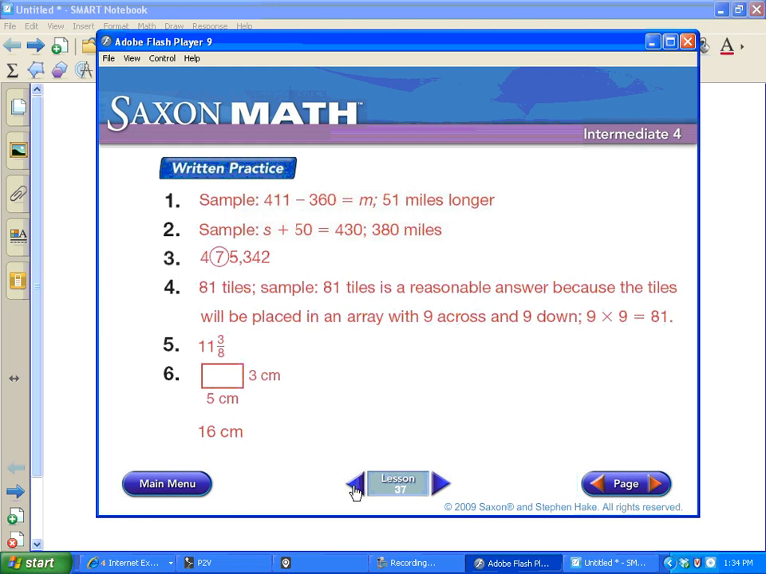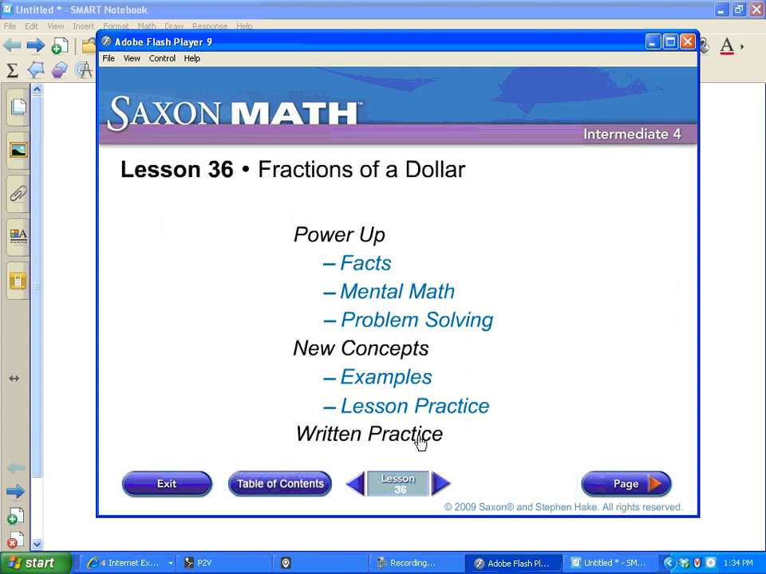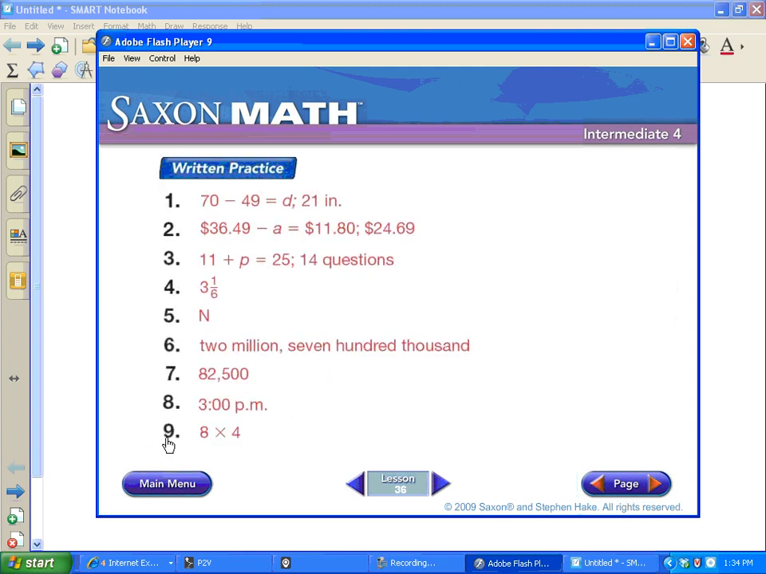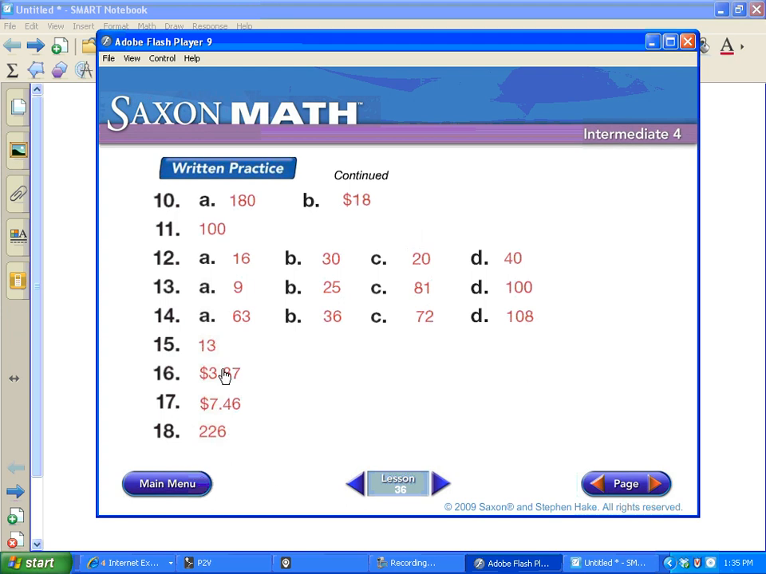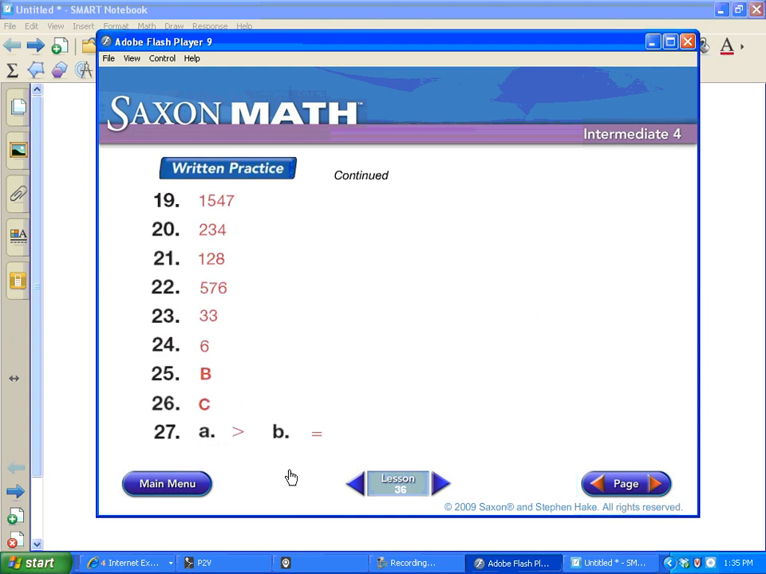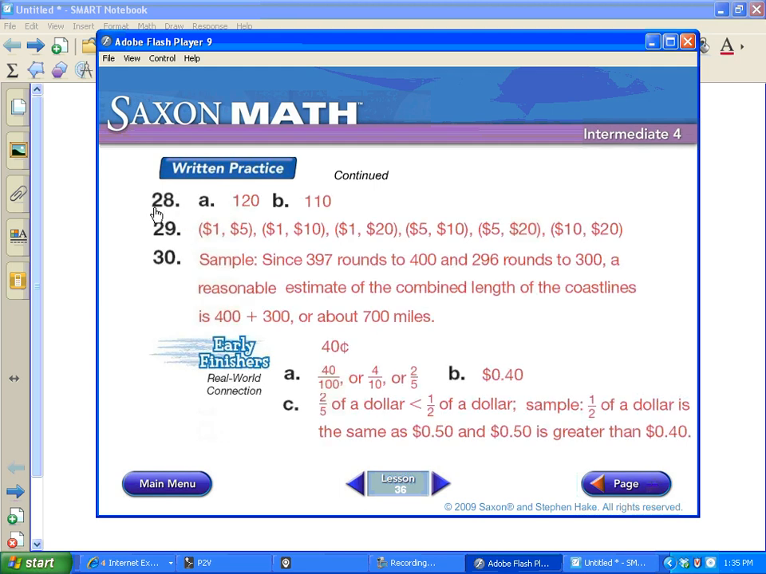And you need to go back and check lesson 36. Hit pause as you check 1 through 9, and remember, you are allowed to correct your mistakes. Please do that before you turn them in so they won't be counted wrong. Hit pause as you check 10 through 18. Hit pause as you check 19 through 27. Hit pause as you check 28 through 30 and the early finisher if you did that. And you are finished.